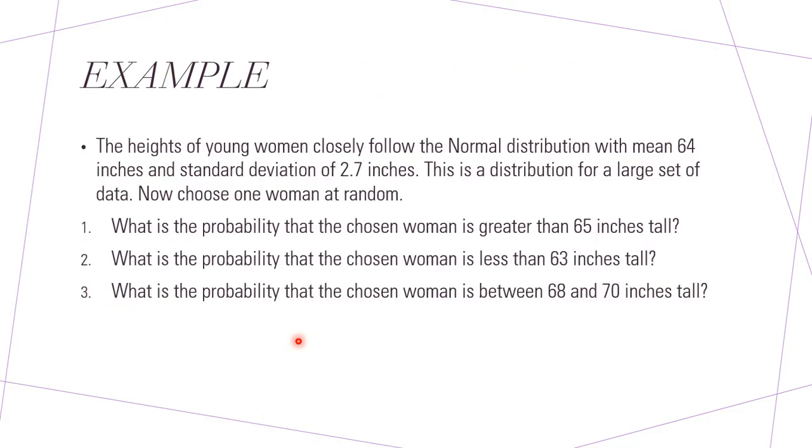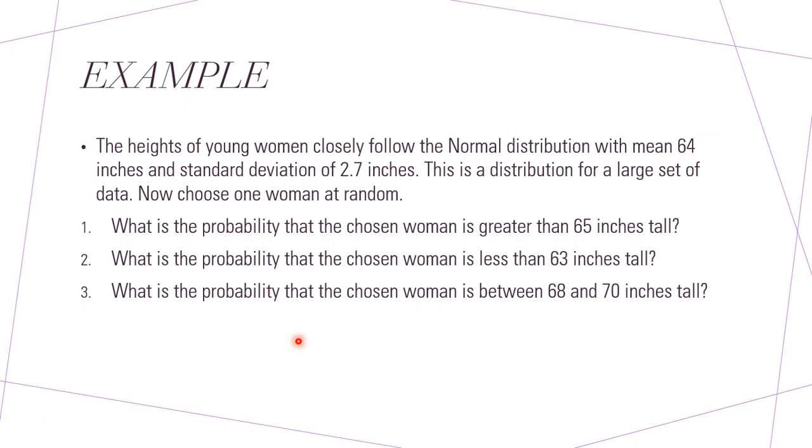Okay. First example here, we have the height of young women, and it closely follows a normal distribution with a mean of 64 inches and a standard deviation of 2.7 inches. This distribution is a large set of data, so because it's a large set of data, we don't really have to go through and prove certain things.